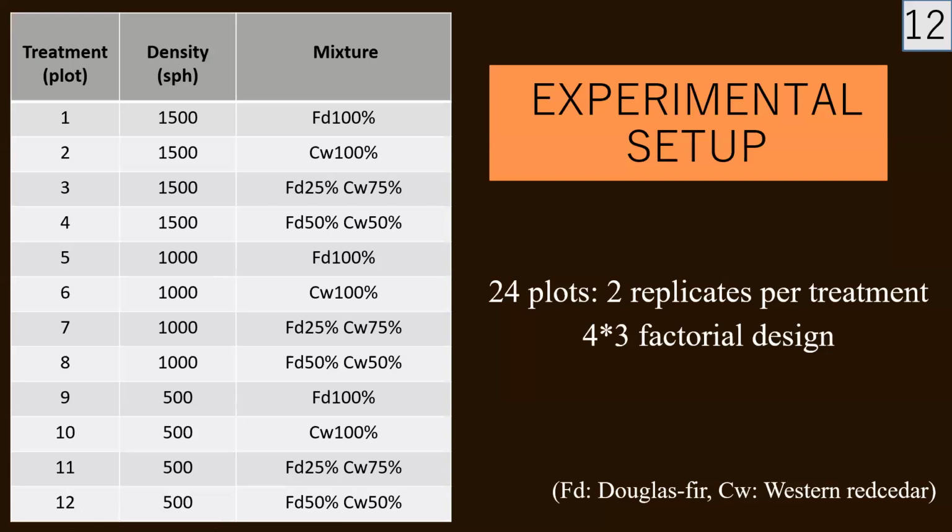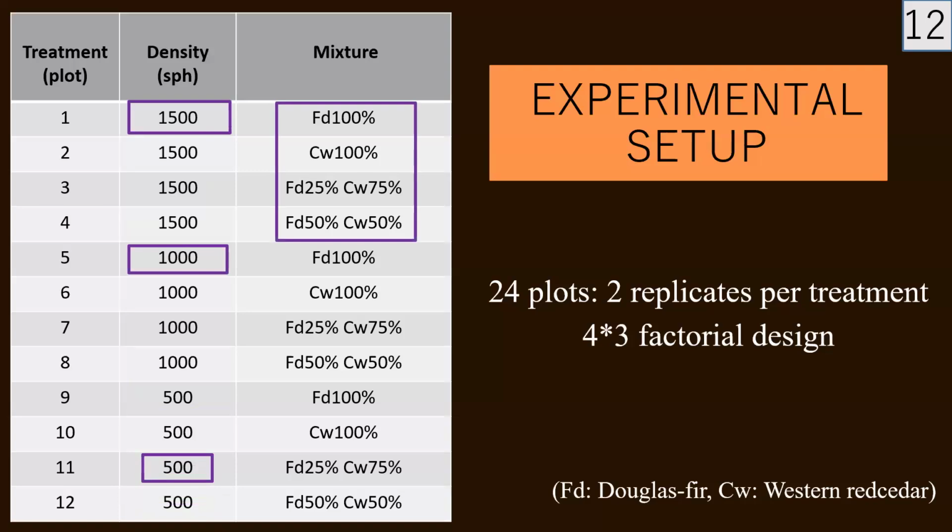So our experimental site basically had 4 mixtures. Okay, so we had basically 3 densities and 4 mixtures. So the 3 densities were at 1,500 stems per hectare, 1,000 stems per hectare, and 500 stems per hectare. And the 4 mixtures were FD stands for Douglas fir. So they were like pure stands of Douglas fir, pure stands of Western red cedar, 25% Douglas fir and 75% Western red cedar, and 50-50 of both Western red cedar and Douglas fir.